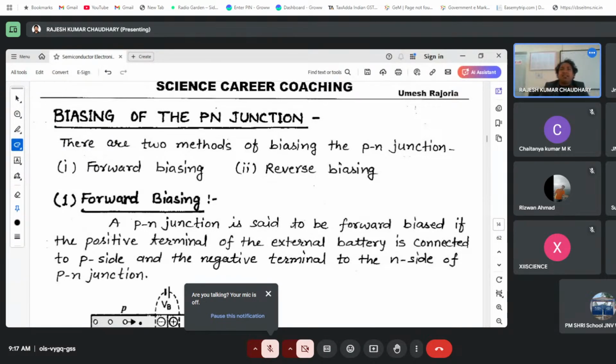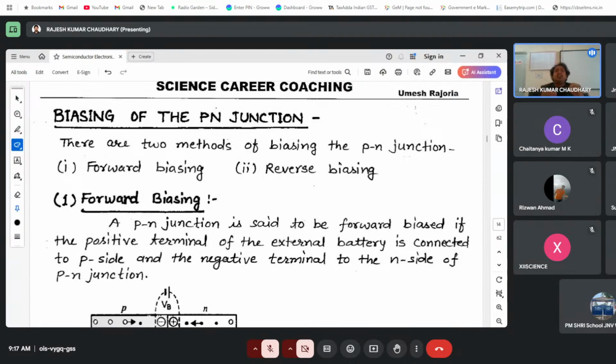That is called what? Biasing. Okay, that means you have something, and how you want to use that. Suppose you have rice. Using rice, you can make khichdi, you can make jeera rice, you can make pulao, you can make kheer, you can make many things using rice.